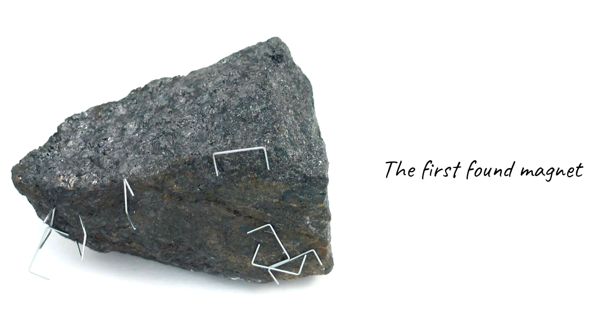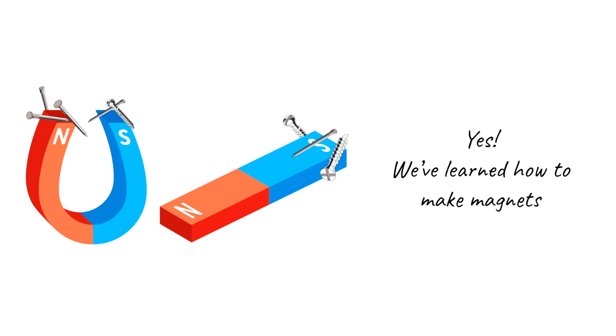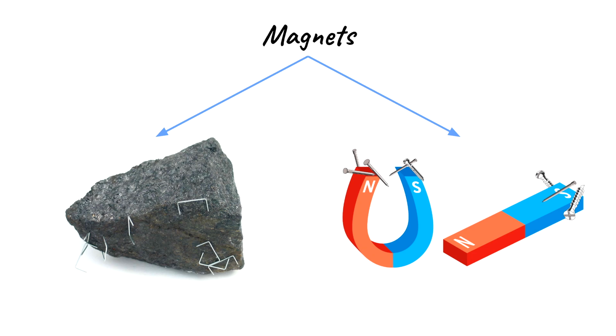This stone contains iron ore, the Earth's only natural magnet. And magnets can also be artificially produced from iron, cobalt, and nickel. It means that magnets can be found in two ways, as natural and artificial.